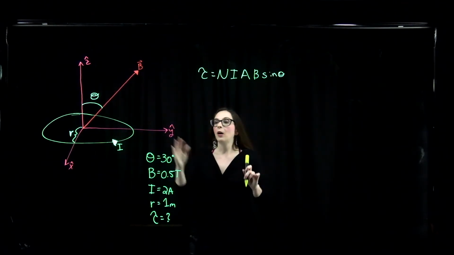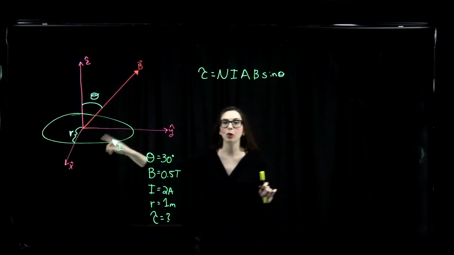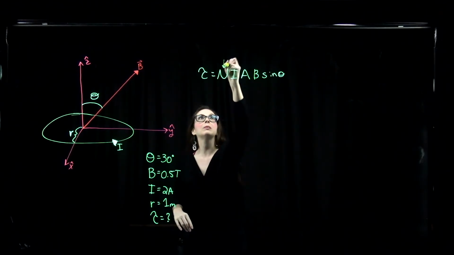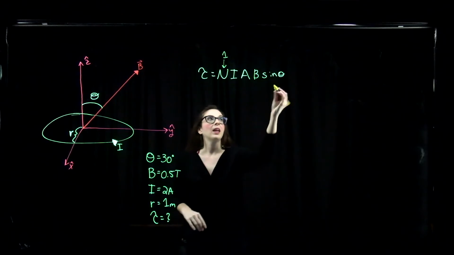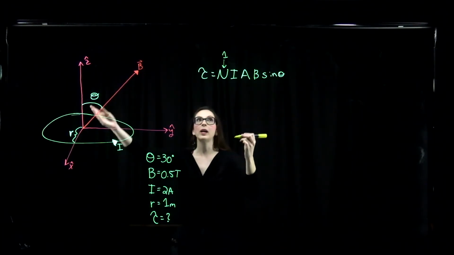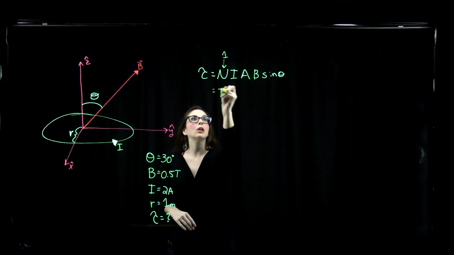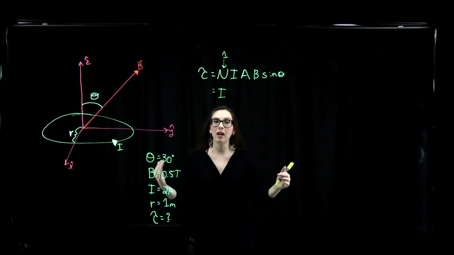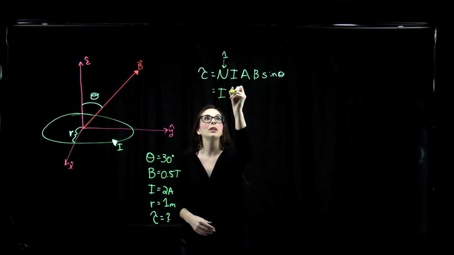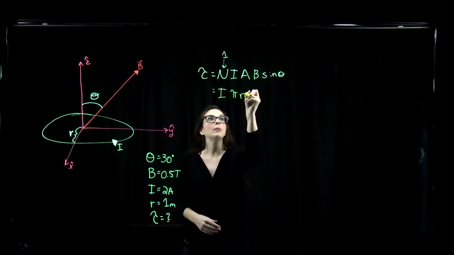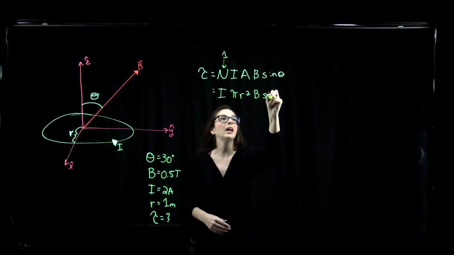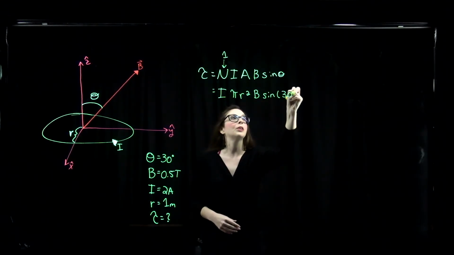Now we only have one turn of this loop. It's only wrapped around once. So N in this problem is just 1. And since this angle is 30 degrees, this is going to equal the current times the area of our loop. We have a circle, so the area of our loop is going to be pi times the radius squared, times the magnetic field, times sine of our angle, 30 degrees.